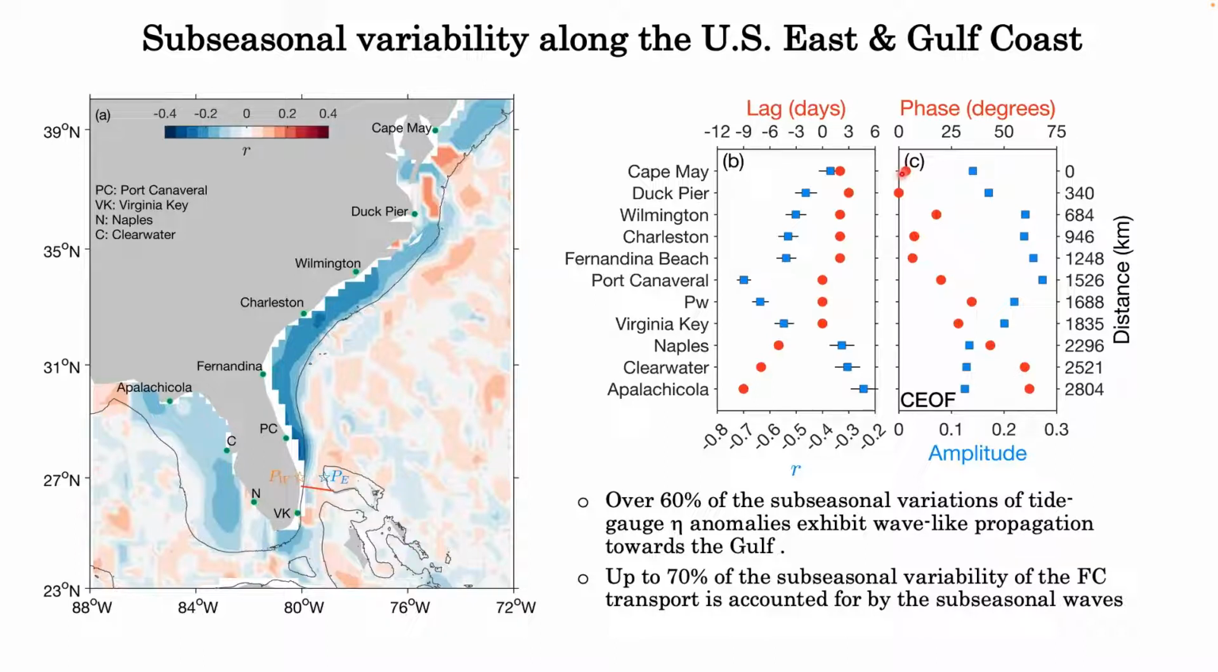You can tell that the wave amplitude is likely maximum around Port Canaveral, and then decays away northward and towards the Gulf Coast. From the phase, we can identify there is a trend of an increasing phase towards the Gulf, right? Which indicates that there is propagation from the East Coast toward the Gulf Coast. And then this leading mode accounts for over 60% of the subseasonal variation of the tide gauge sea level anomalies.